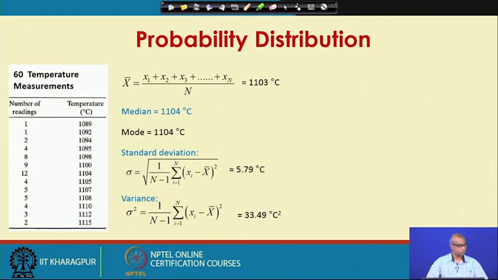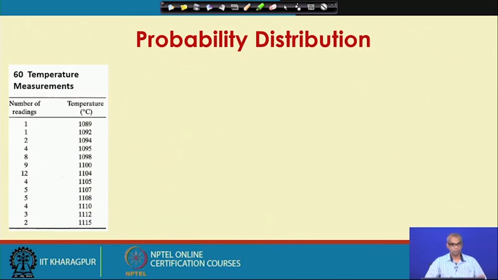Let us consider this table. This table shows 60 temperature measurements of some hot object. The readings are arranged in order of temperature. So, it varies from 1089 to 1115 degrees Celsius.